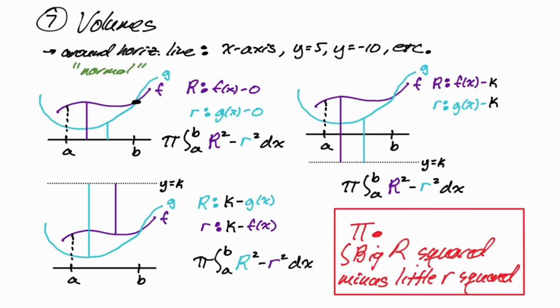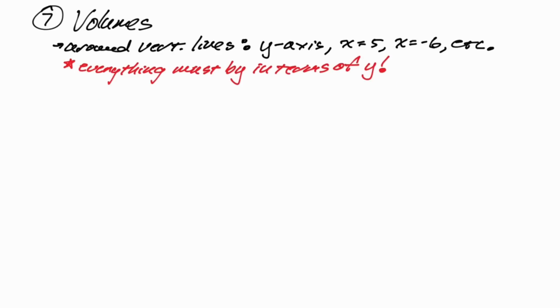Let's take a look at that. So everything here has to be in terms of y, right? If you're going around the x-axis, it's like normal. If you're going around something parallel to the x-axis, it feels normal. If you're going around something that is the y-axis or parallel to the y-axis, like x equals 5, x equals -6, everything feels weird because everything is y values. The bounds are y values. The functions are functions of y. You write dy.